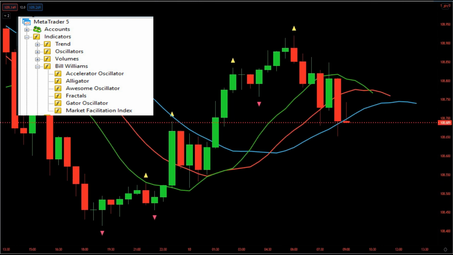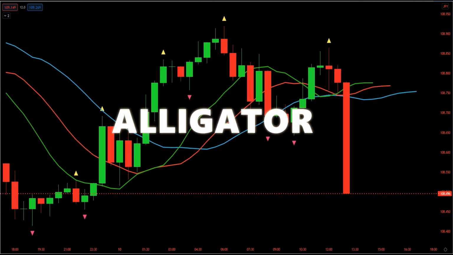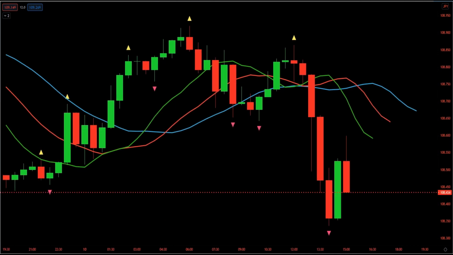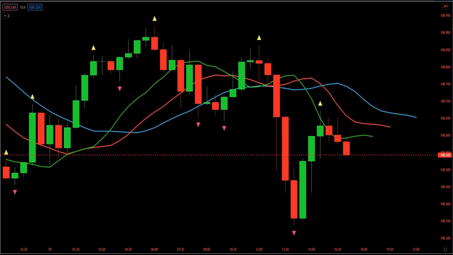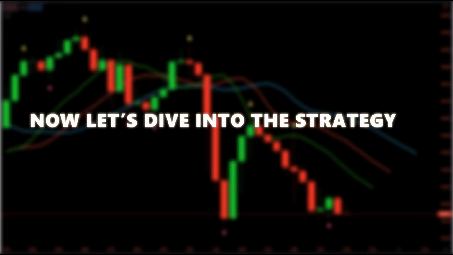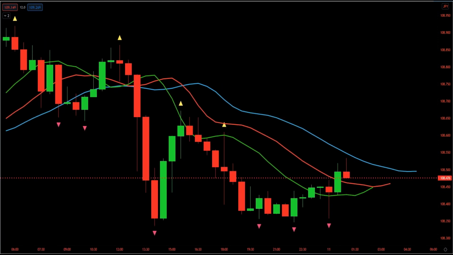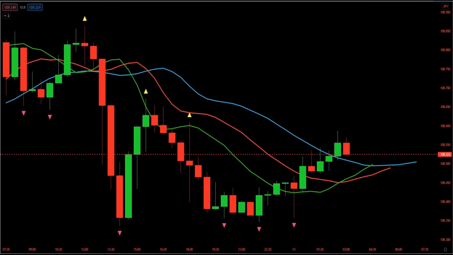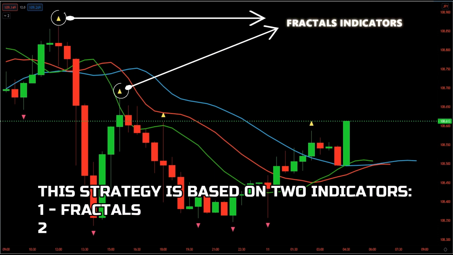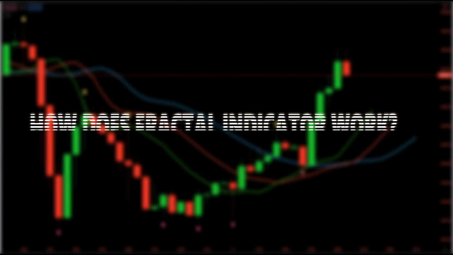I do like each of these 6 indicators, but after extensive research and testing, putting together the alligator and fractal indicator not only was the easiest way to trade with his indicators but are extremely powerful with the right strategy. Now let's dive into the strategy. This strategy is based on 2 indicators designed by Bill Williams and included in most trading terminals by default. 1. Fractals. 2. Alligator. How does fractal indicator work?